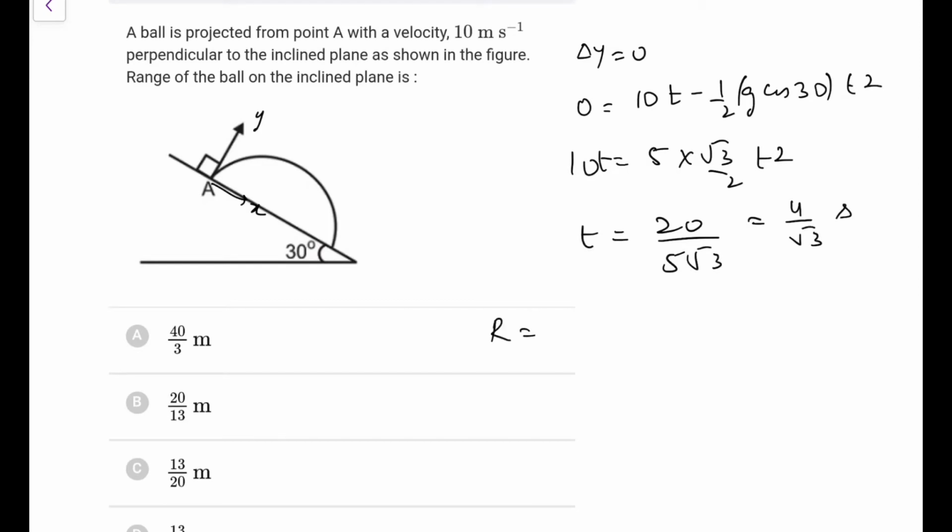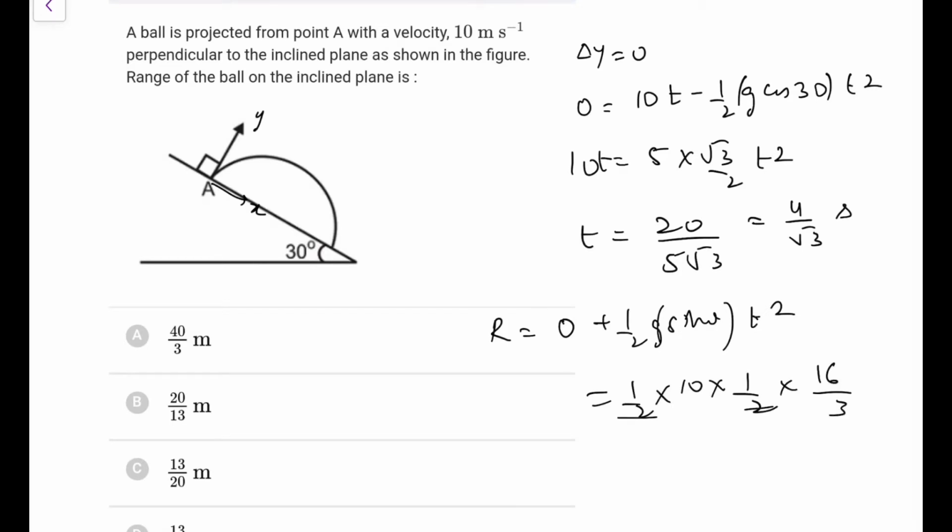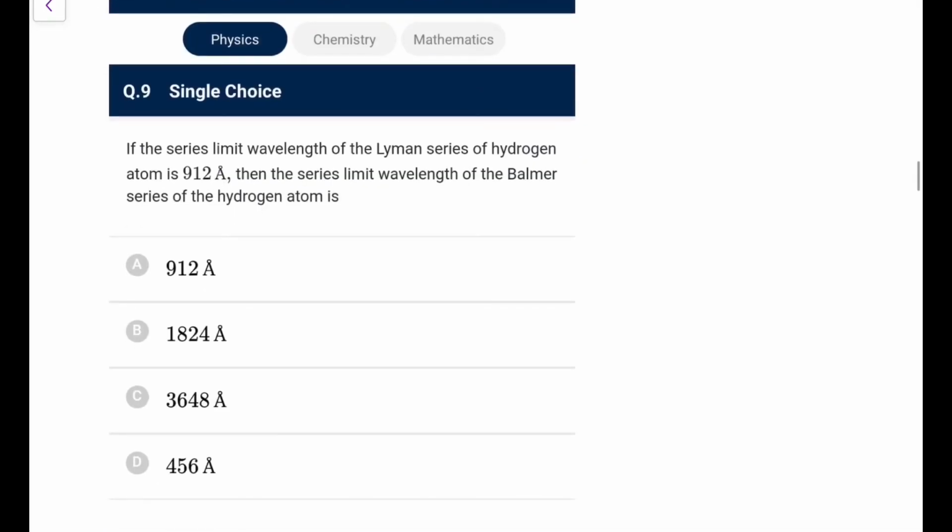So the range would be u x t, which is 0, plus half g sin theta into t square. That is half into 10 into sin 30, which is 1 by 2, into t square, which is 16 by 3. So 40 by 3 meters is the answer. So this is a simple application of projectile on an incline. You must have done such problems.